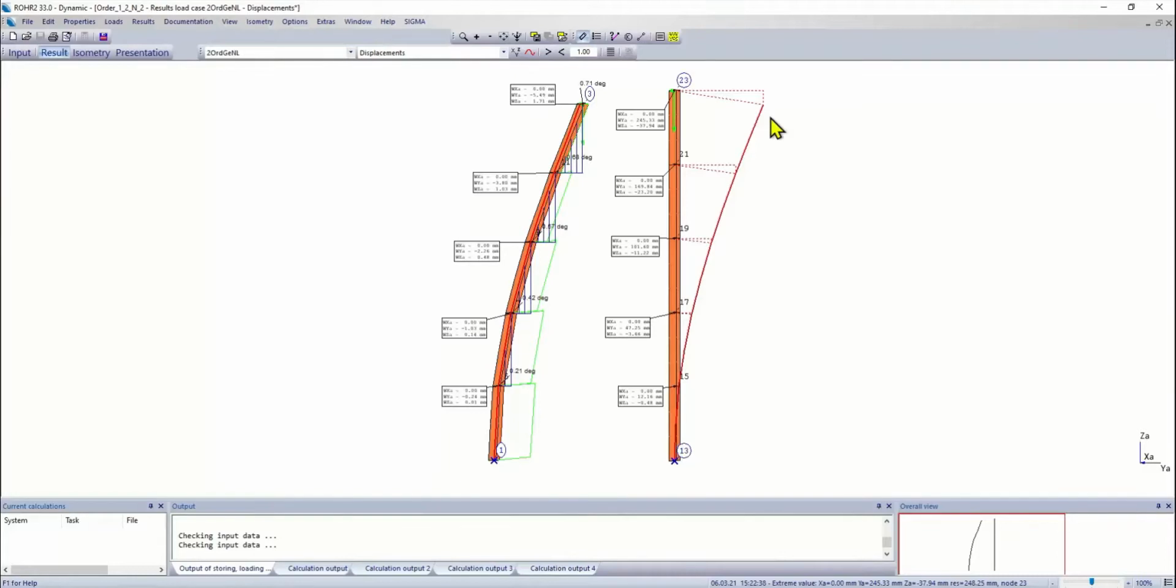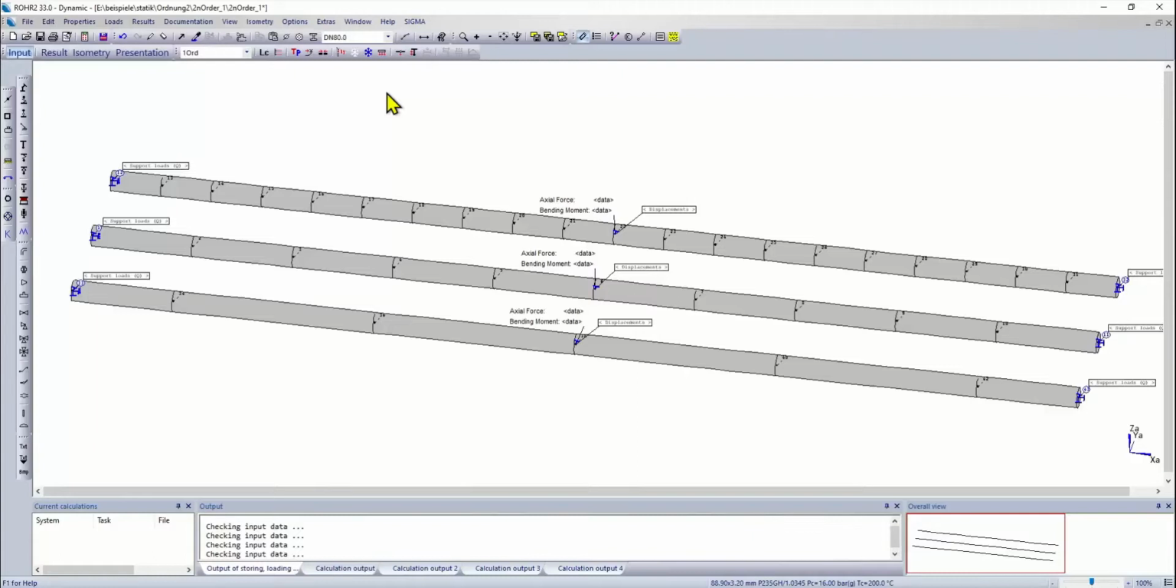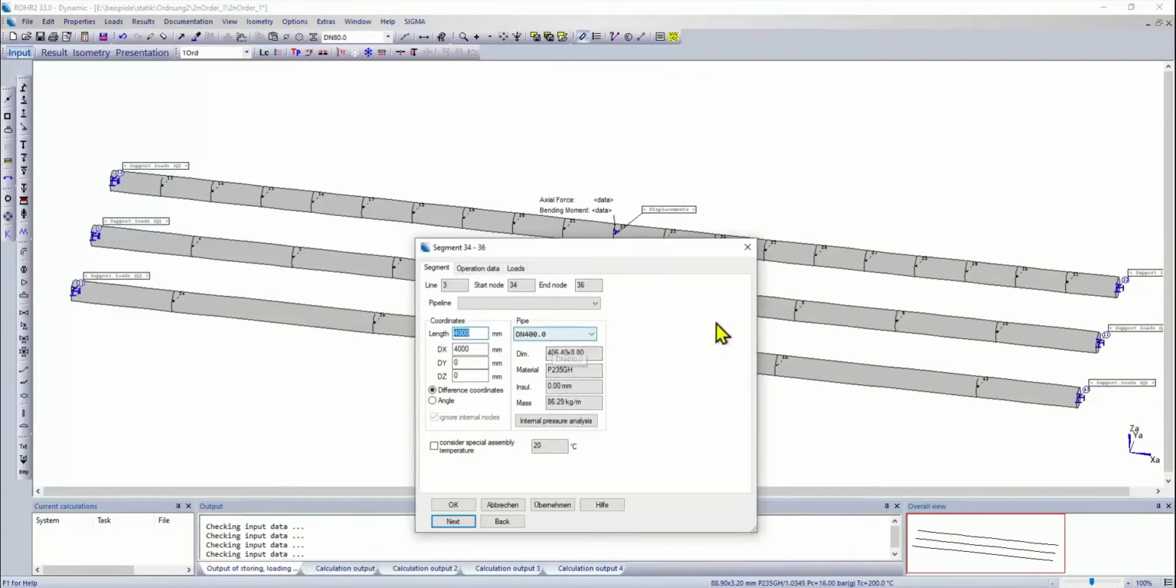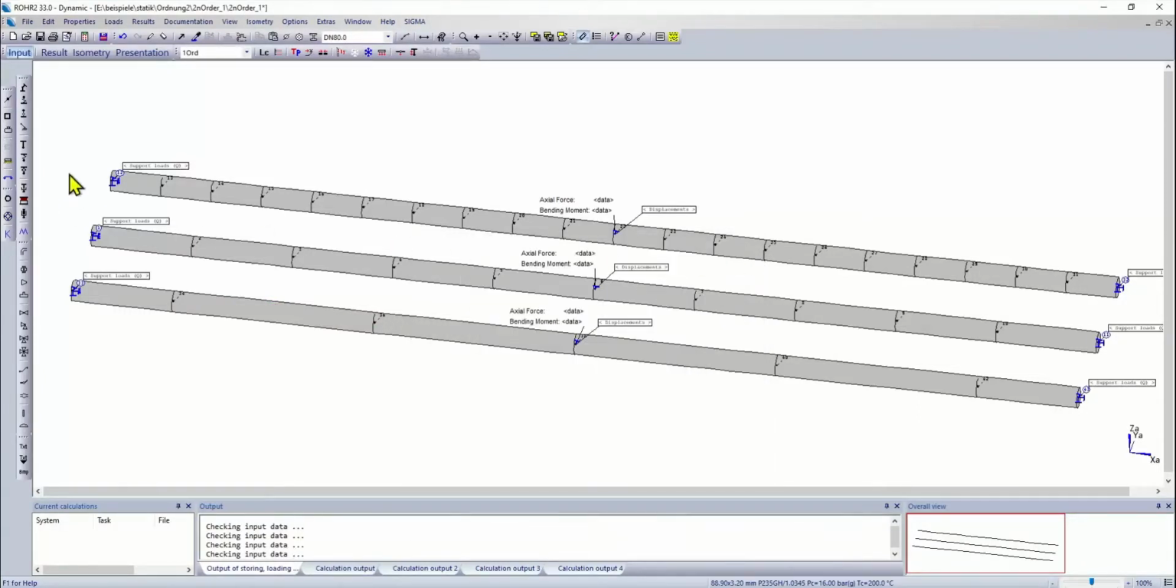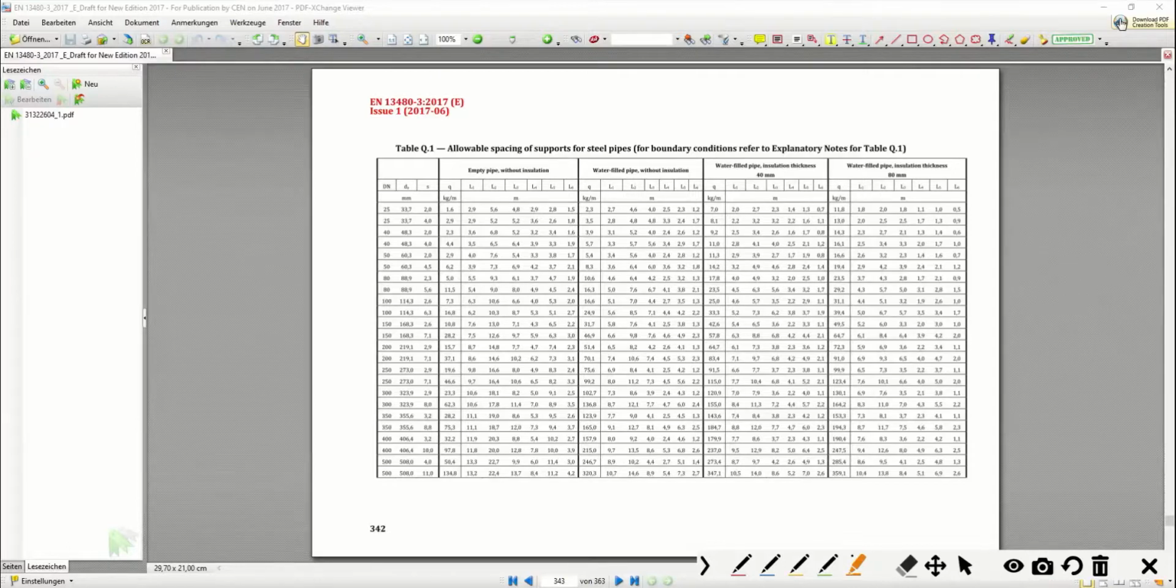Now let's have a look at some more practical piping system. So in this example I've put a horizontal beam on two supports on each side. I've used different discretizations here to see the impact of the discretization, and I've chosen a diameter of DN 400 and a distance of around 20 meters here. This corresponds well to the allowable distance for weight loads for DN 400.